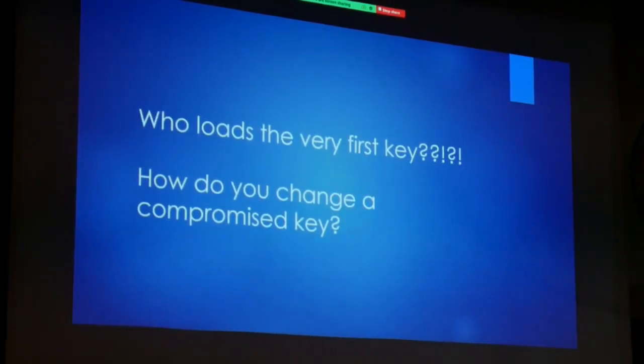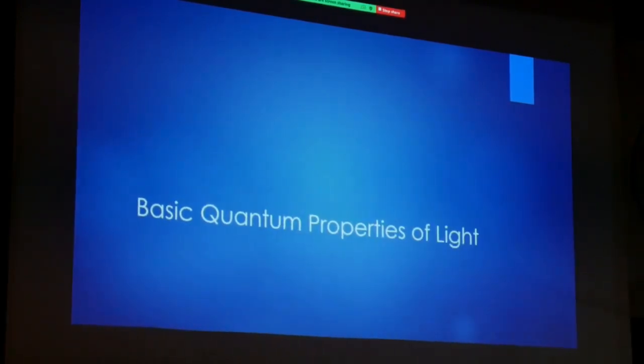Who loads that very first key? And how do you compromise a key? Now, on your laptop computer or whatever, you just reinstall it, there are services. What about in a satellite? Service calls are not easy to do in space. This gives us the purpose of why quantum key distribution is so important in satellites.